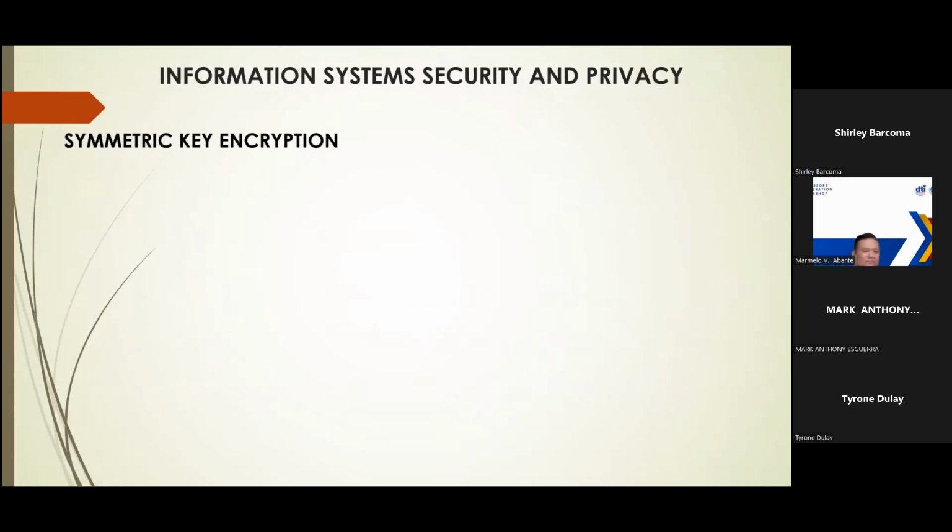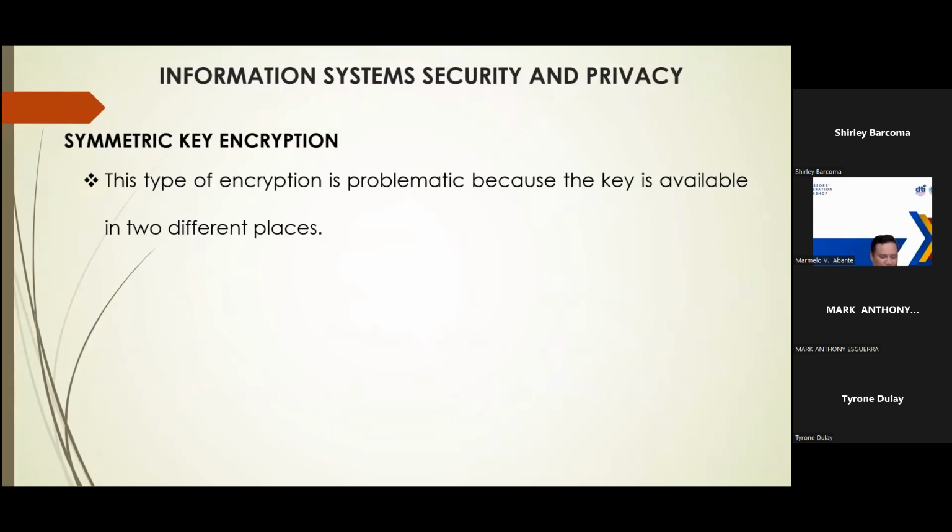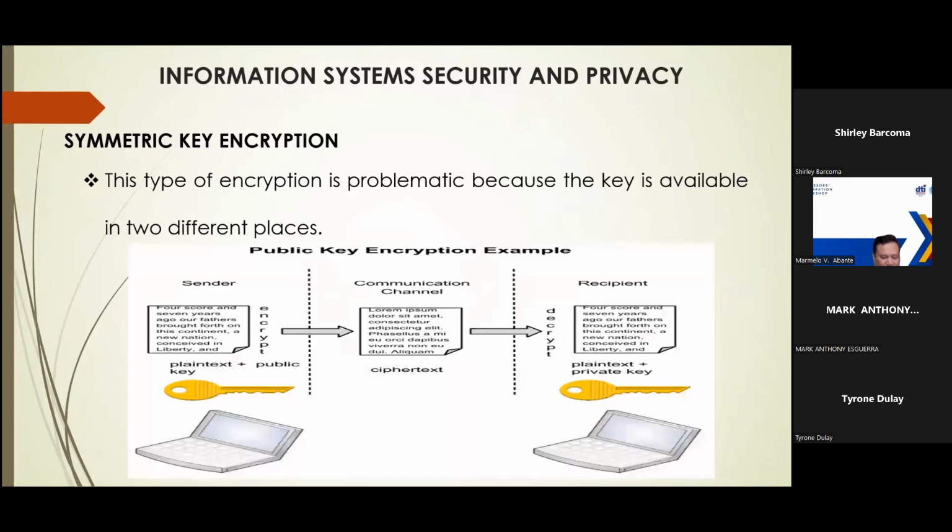Symmetric encryption is problematic because the key is available in two different places. Here is the figure of a public key encryption example. The sender has the plain text and the public key, and the communication channel goes to the recipient or destination. An alternative is public key encryption.